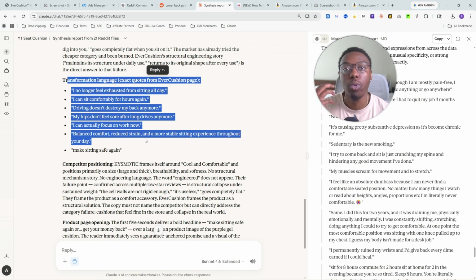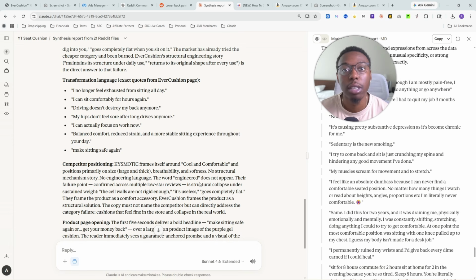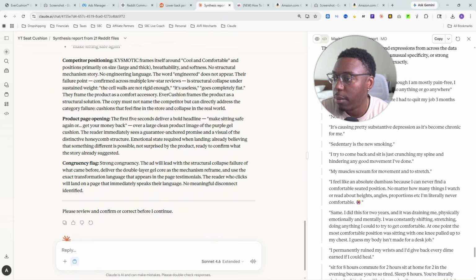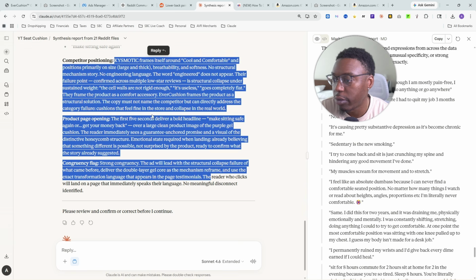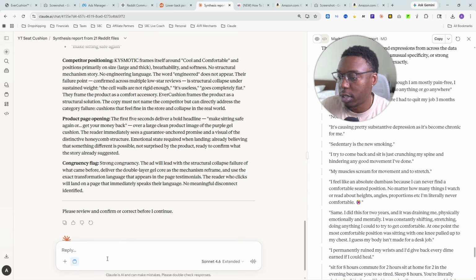These are the things that people want. They don't care what the cushion looks like, the color of it, all that other stuff doesn't matter. They just want the end result, and that's what we need to focus on in our copy. And then this is competitor positioning. You don't have to worry too much about that, but that is kind of the thought process there.